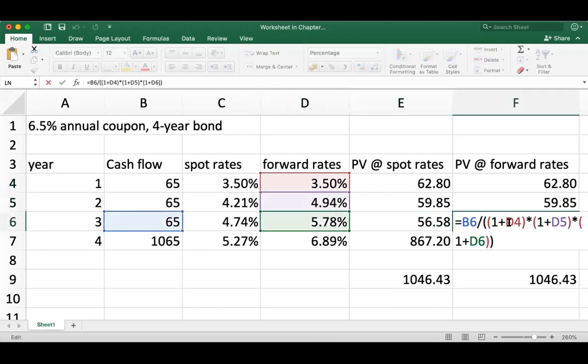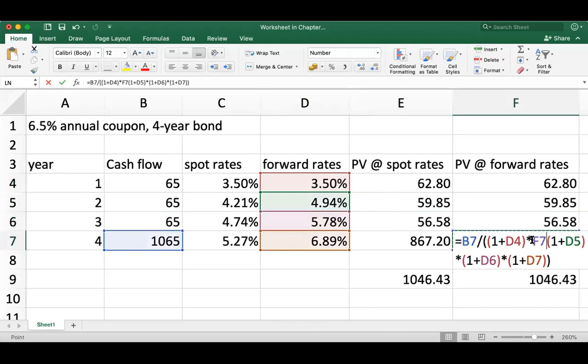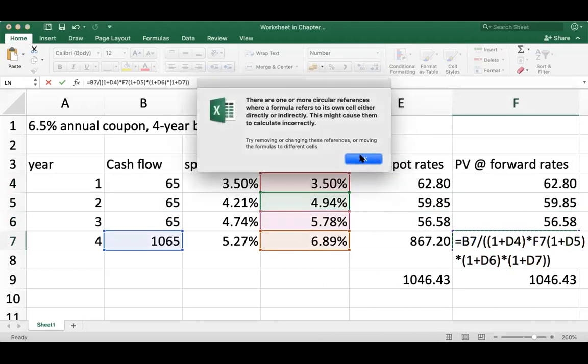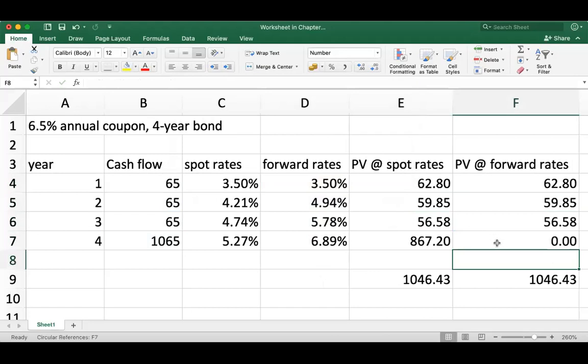Again, we divide this by 1 plus each of these 3 forward rates. Similarly, we discount back this cash flow at each of these 4 forward rates, and when we add them up, we get the same value. Right? So you can see, we can use the forward rate or the spot rate for the valuation of the securities, and we will get the same result.